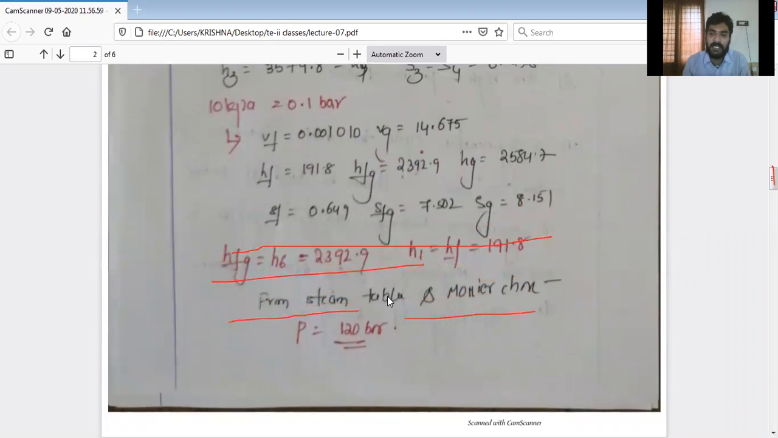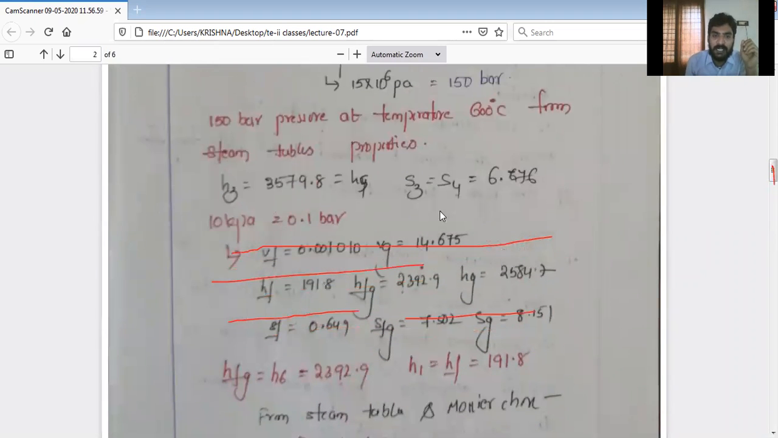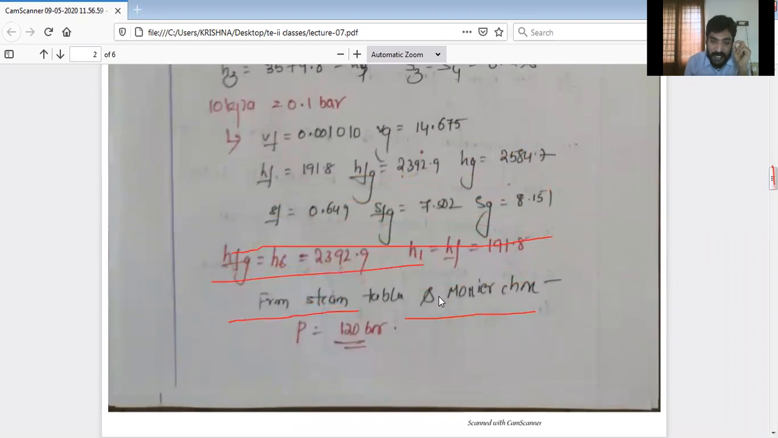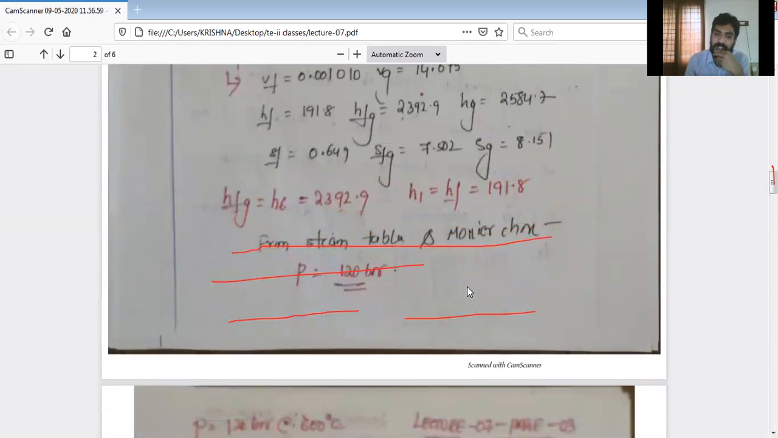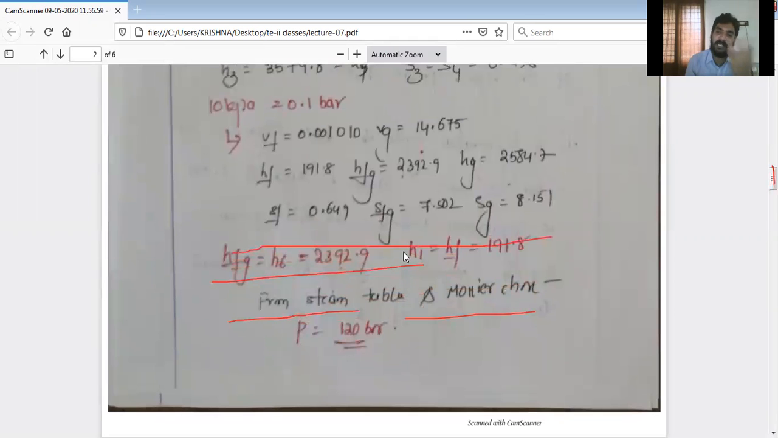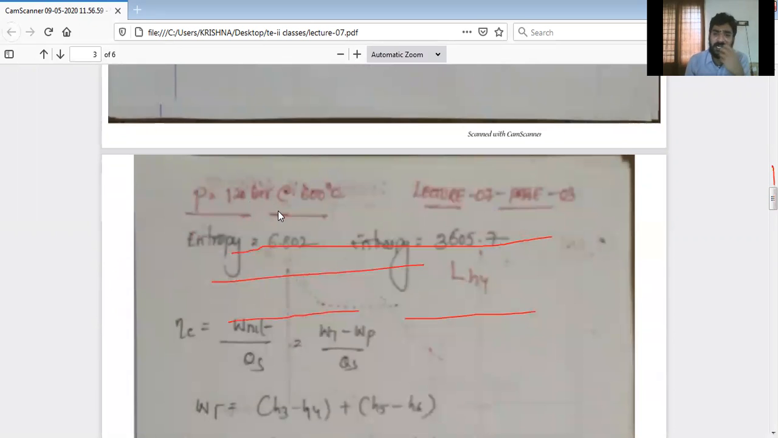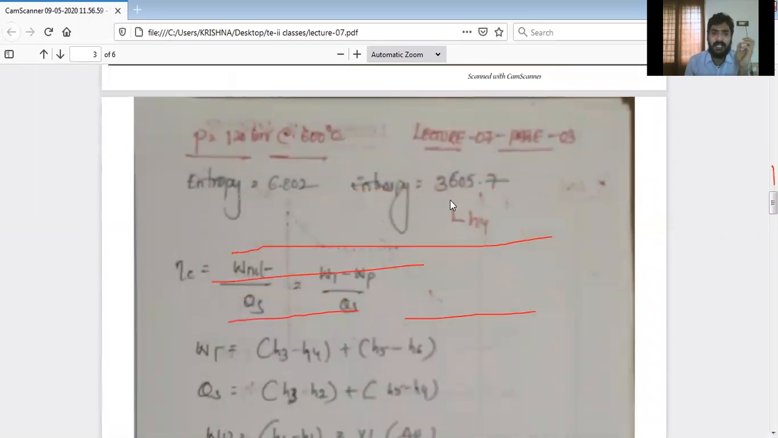Similarly, from the Mollier chart, or Mollier diagram, with the help of these enthalpies and specific volumes at state 3 and state 2 conditions, I identified that the reheating pressure is 120 bar. This 120 bar pressure I directly took from the Mollier diagram based on these values. Then the second condition is a pressure of 120 bar and the same temperature, 600 degrees. Again, I collected the entropy and enthalpy values from the steam tables.